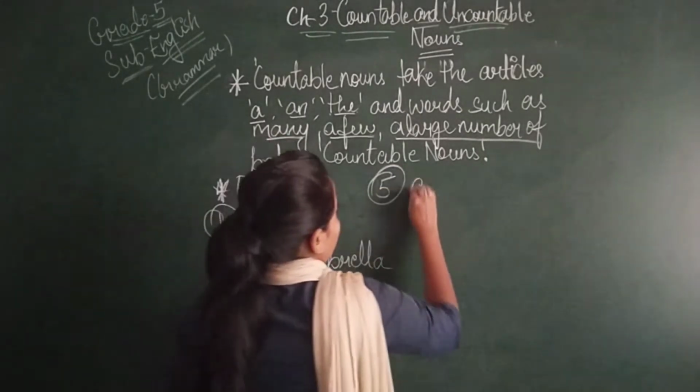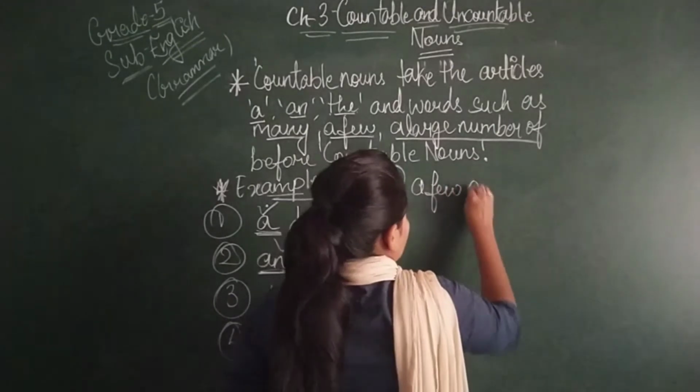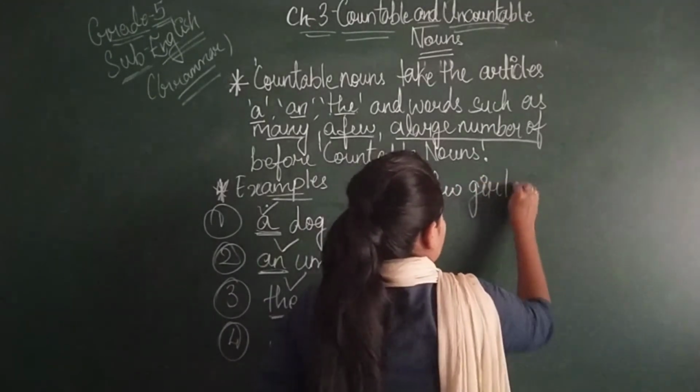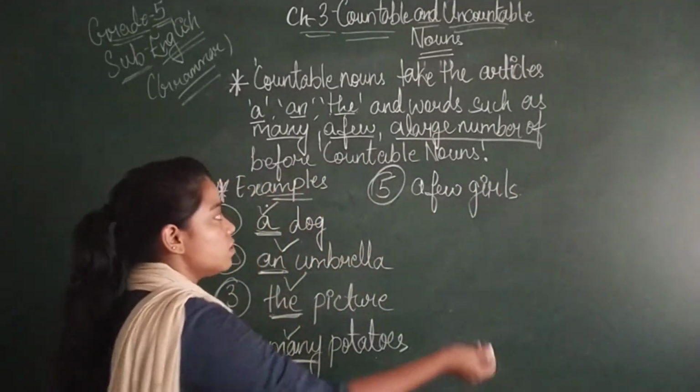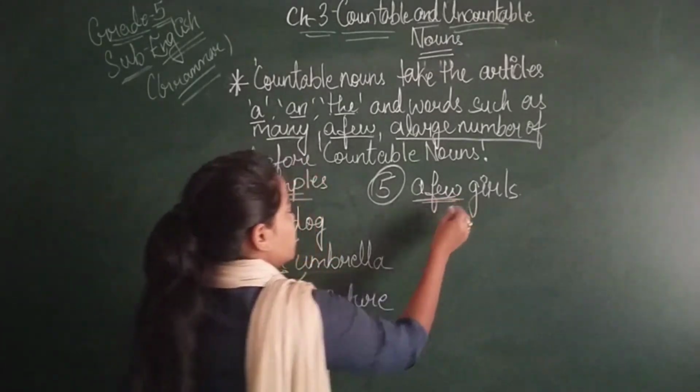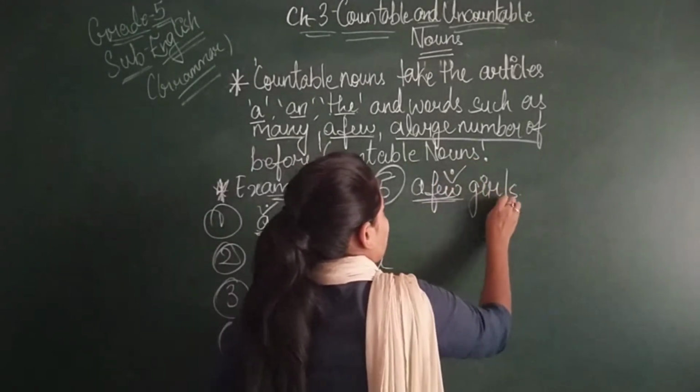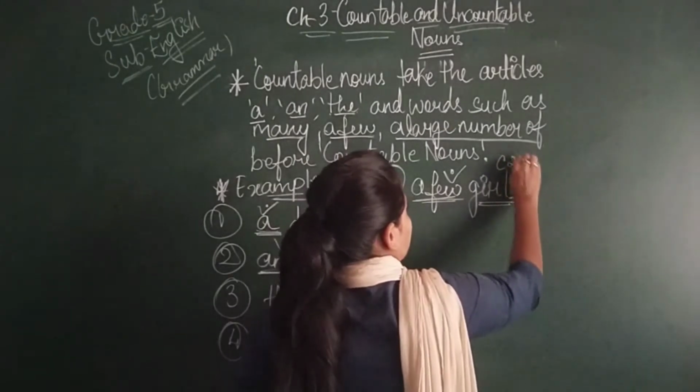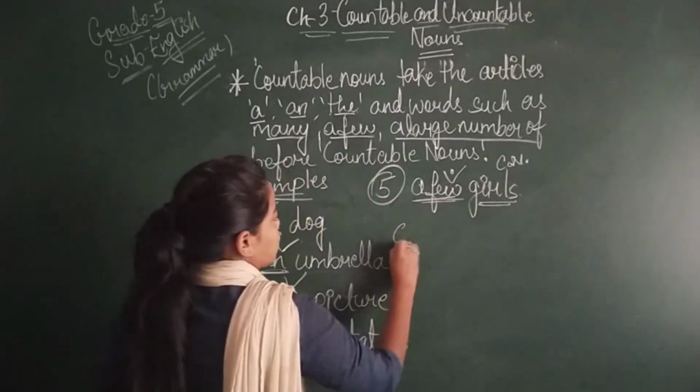Then, a few girls. Here girls we can count. So a few is being used before the countable noun. So girl is my countable noun.